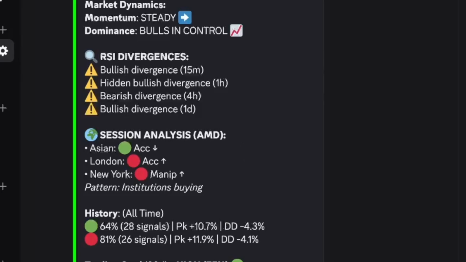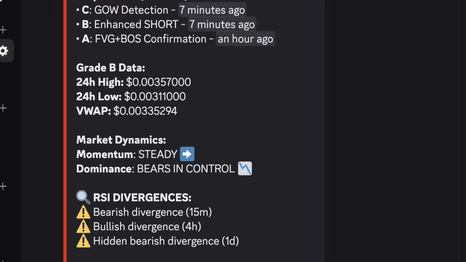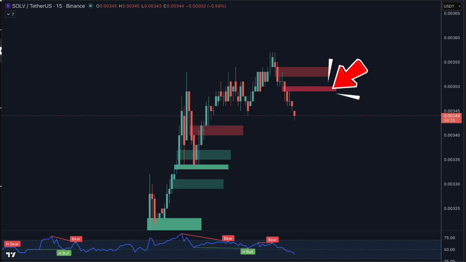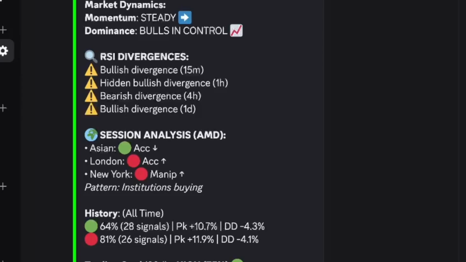For example, on a bearish signal, if the 4 hour shows a bullish divergence, go look at the chart. If that bullish move has already played out and price has rolled over, that exhausted bullish divergence combined with a bearish fair value gap break of structure is now strong confirmation the move down is ready. Divergences tell you what's already happened as much as what is coming.